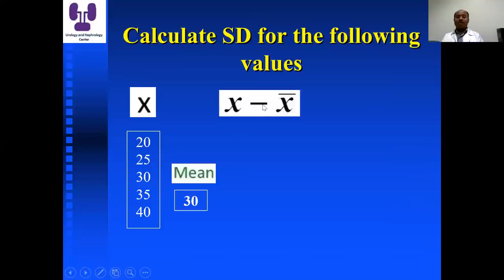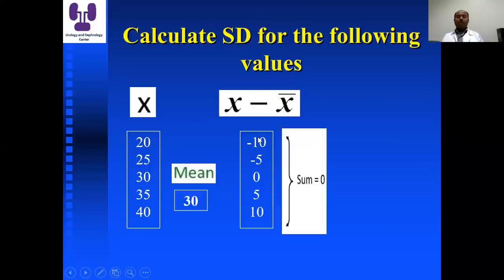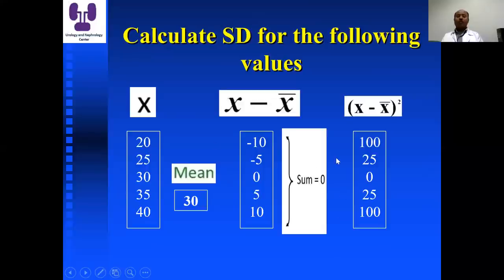Then x minus x bar, how to calculate this equation. So I say this is x and this is 20 minus 30 equals x minus x bar. So 20 minus 30 equals minus 10. 25 minus 30, minus 5. 30 minus 30 equals 0. 35 minus 30 equals 5. 40 minus 30 equals 10. After that, if you sum all this, you'll find 0. Minus 15 plus 15 equals 0. But the next step is to raise each value to the power of 2.